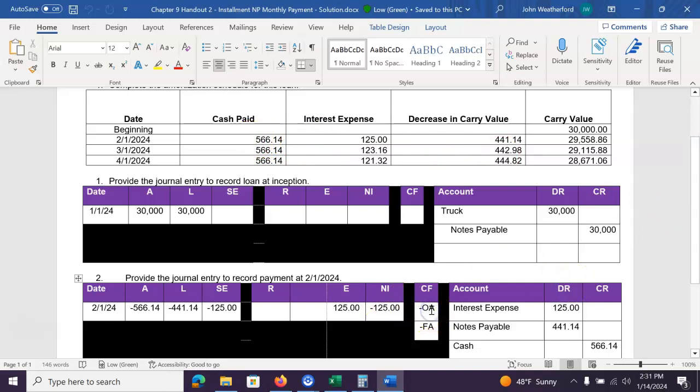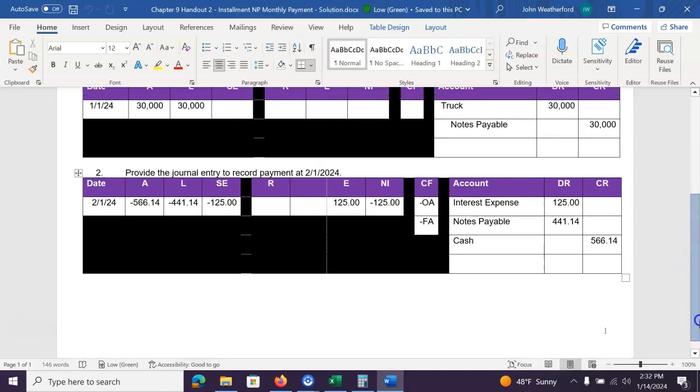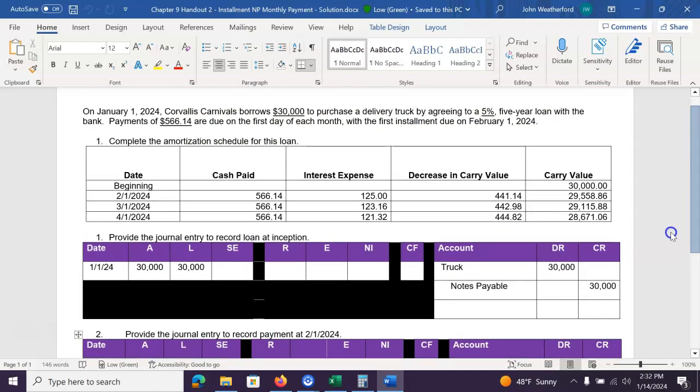Now, the interest expense would be cash going out for operating activities. The principal part of the payment would be cash going out for financing activities. So then we got the expenses increasing by $125, net income and stockholders' equity both decreasing by $125. Cash, the asset, decreased by $566.14, and our liability decreased by $441.14. So again, that's just kind of for your amusement on that one.